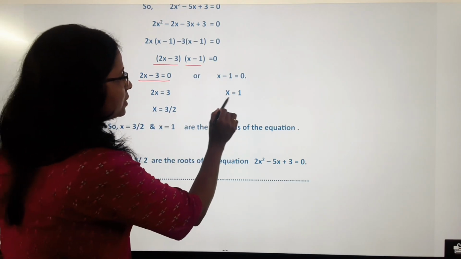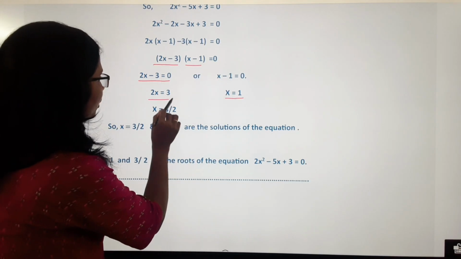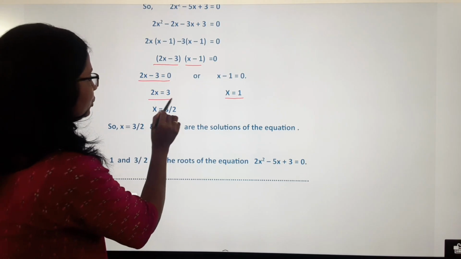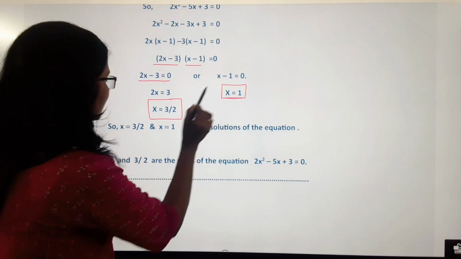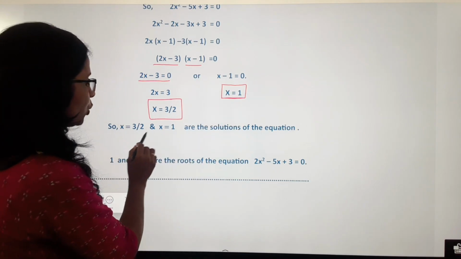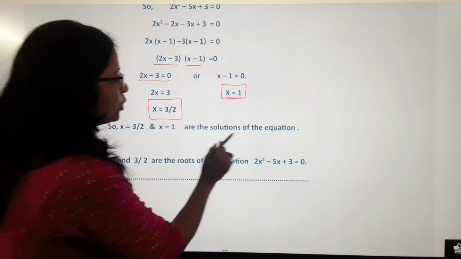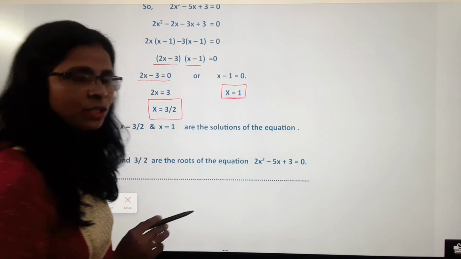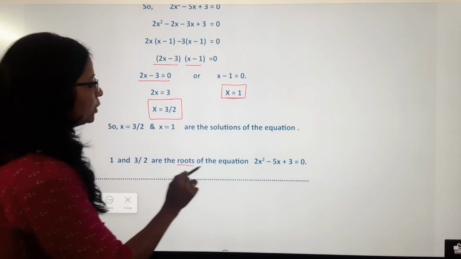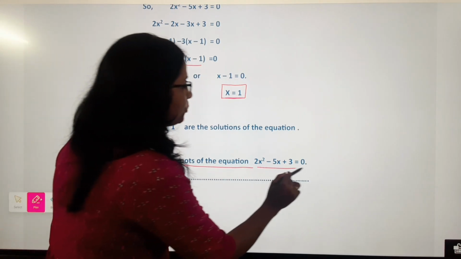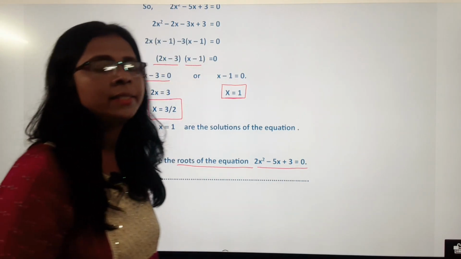So that means x is equal to 1, and 2x is equal to 3, and then x is equal to 3 upon 2. So that way we have the two solutions. That means x is equal to 3 upon 2 and x is equal to 1 are the solutions of the equation. So here 1 and 3 upon 2 are the roots of the equation 2x square minus 5x plus 3 is equal to 0.